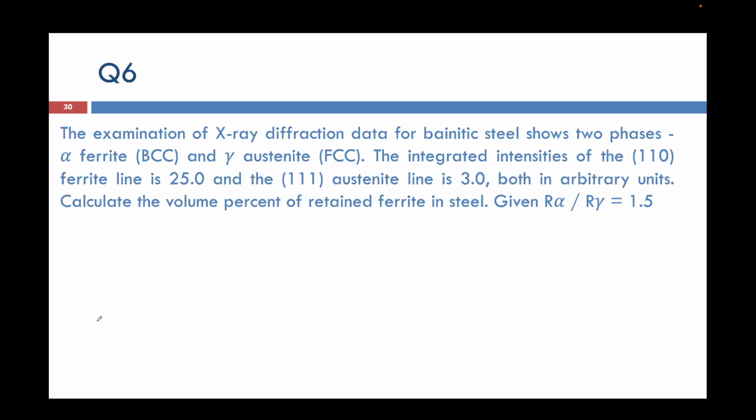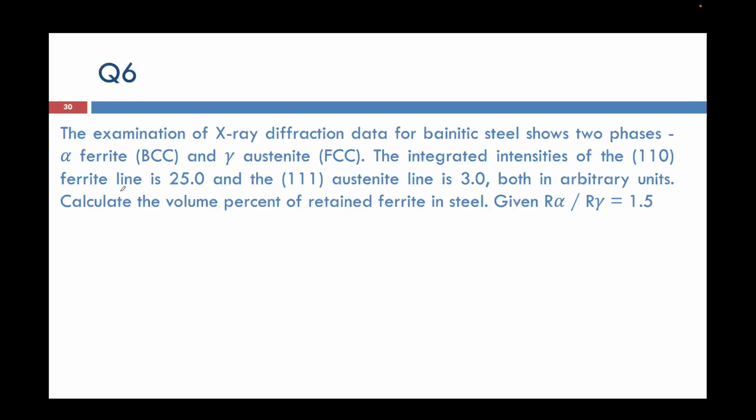Okay, the next question is related to the previous question. What is the time now? 8:01. Okay, we'll be finishing in another 5-10 minutes. This question: the examination of X-ray diffraction data for a steel shows two phases, alpha ferrite BCC and gamma austenite FCC. The integrated intensity of the 110 ferrite line is 25 and of the austenite line is 3, both in arbitrary units. We don't have to worry about the unit. Calculate the volume percentage of the retained ferrite in steel, given R alpha by R gamma is equal to 1.5.